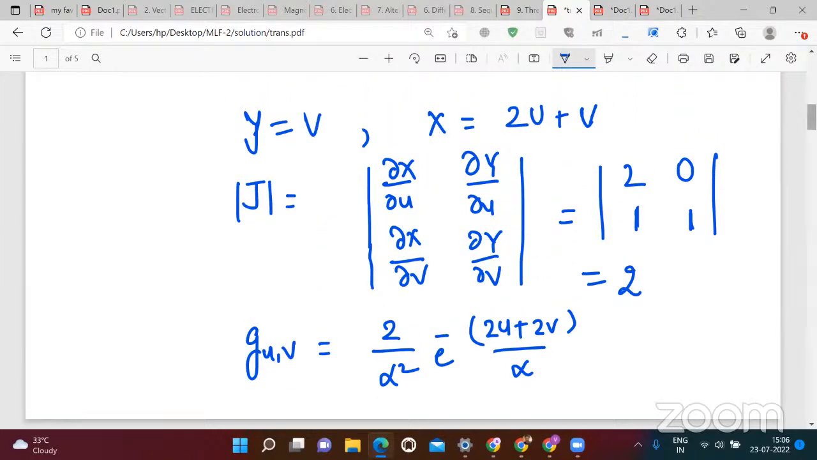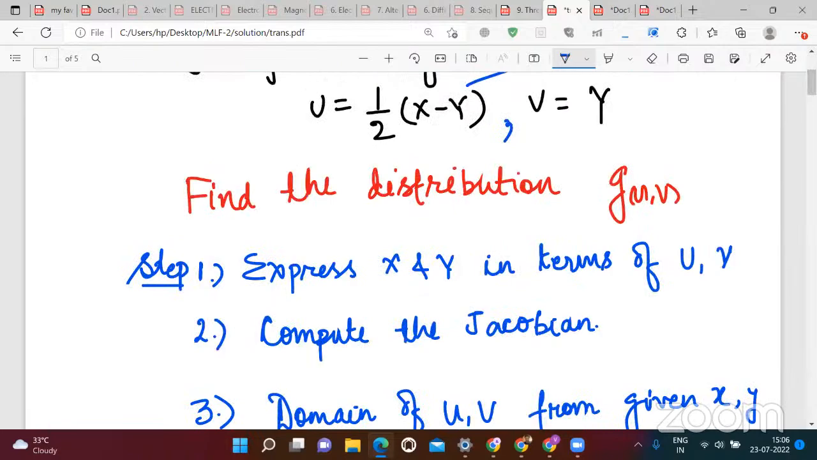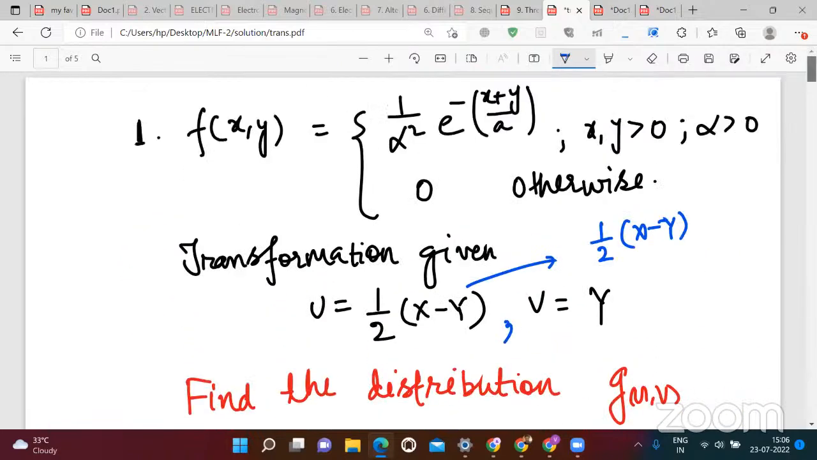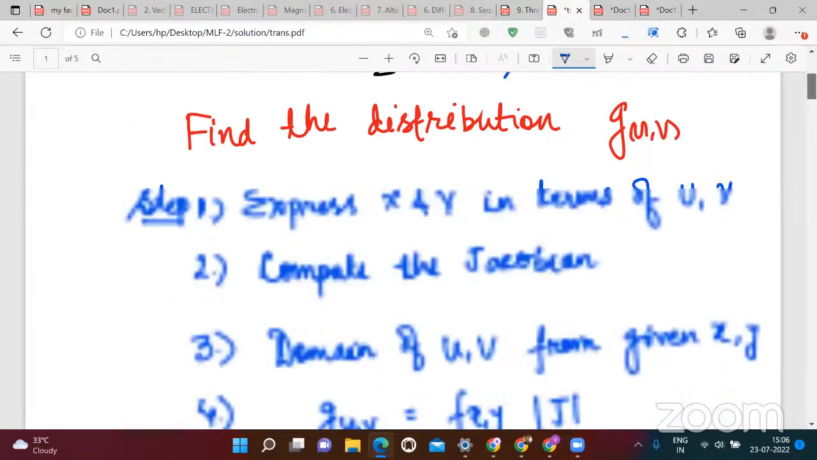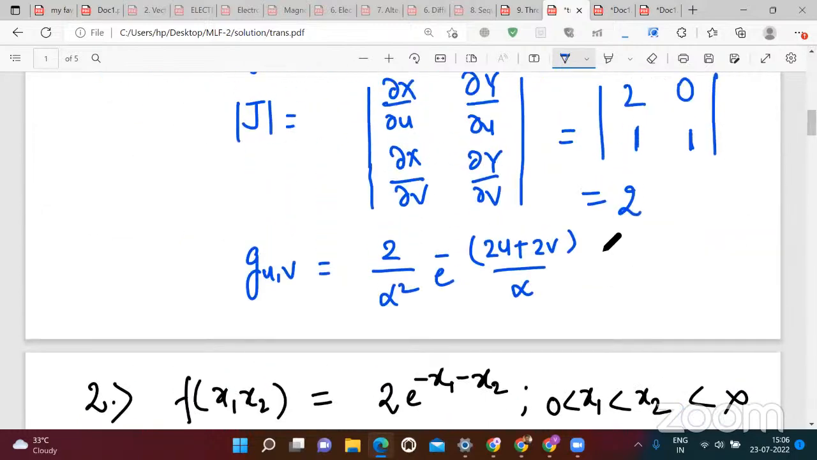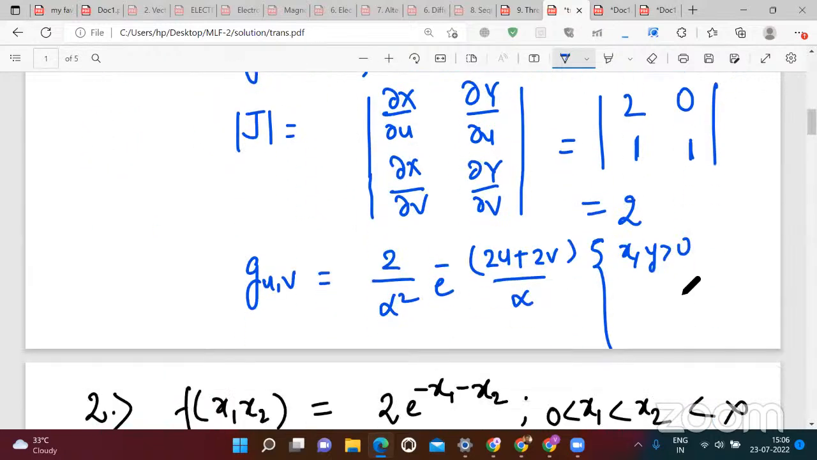So you got this equation. Now you need to calculate the domain. So how will you calculate the domain? Now to calculate the domain, x is greater than 0 and y is greater than 0. So the first case is what? x was greater than 0, right? So x is 2u plus v greater than 0, and v greater than 0. Right? So v is greater than minus 2u.